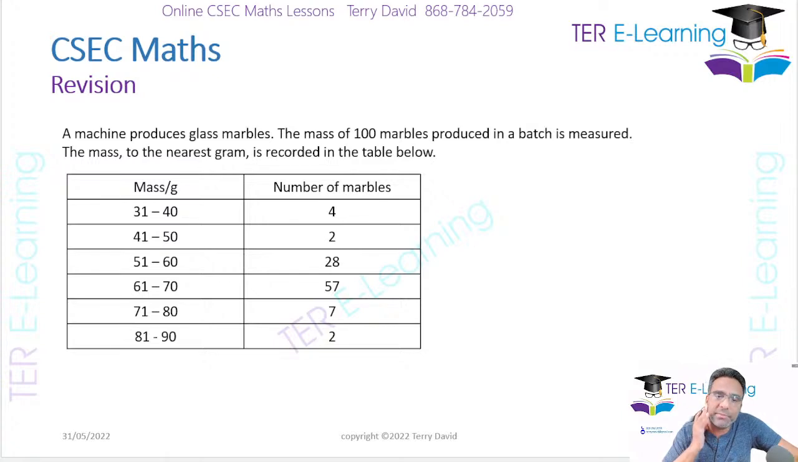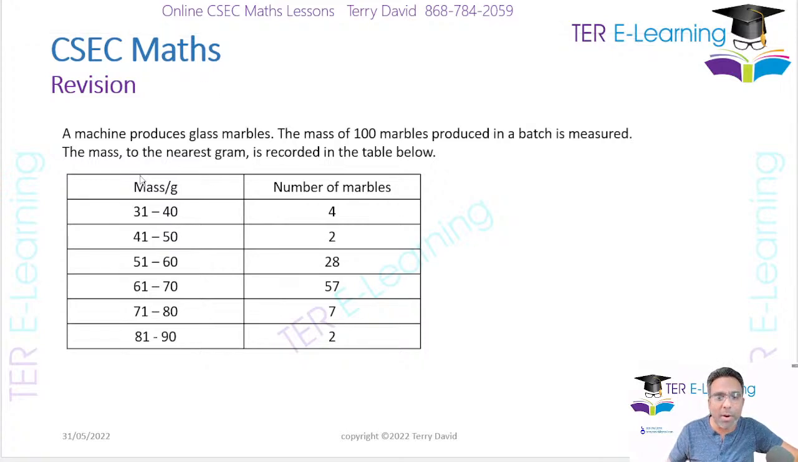So a machine produces glass marbles. The mass of 100 marbles produced in a batch is measured. The mass to the nearest gram is recorded in the table below. Now, they said that they may bring something on cumulative frequency, right? So this question is based on a combination of things here. So we have some data.